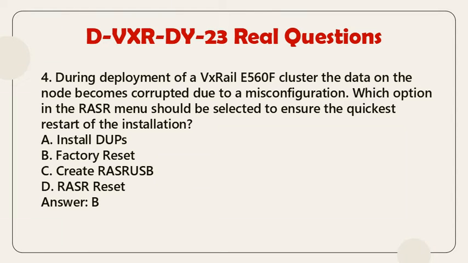4. During deployment of a VxRail E560F cluster, the data on the node becomes corrupted due to a misconfiguration. Which option in the RASR menu should be selected to ensure the quickest restart of the installation? A. Install DUPs. B. Factory reset. C. Create RASR USB. D. RASR reset. Answer: B.